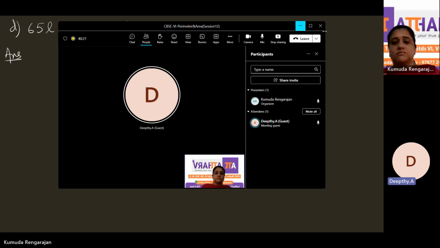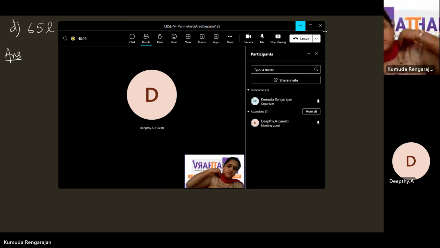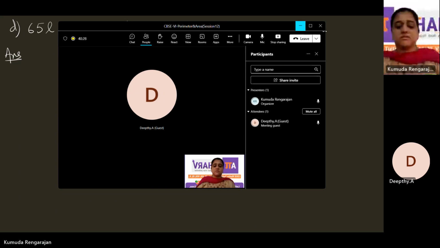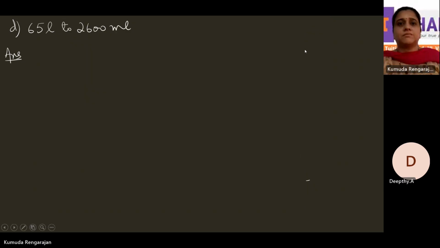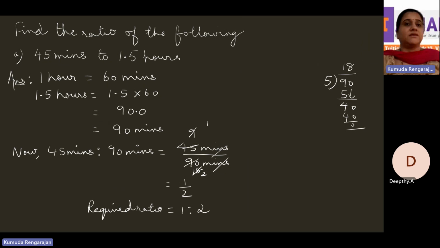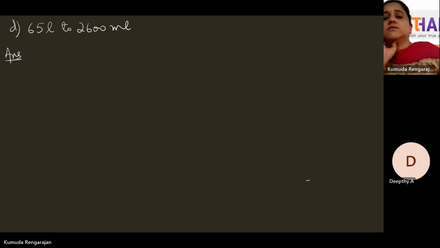Ma'am, we have to convert milliliter to liter. Yeah, the heading is ratio, darling. See, this is the heading. The heading is find the ratio of the following A, B, C, D. The heading is to find the ratio.